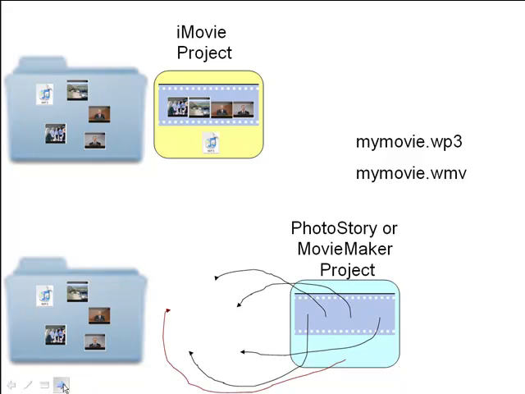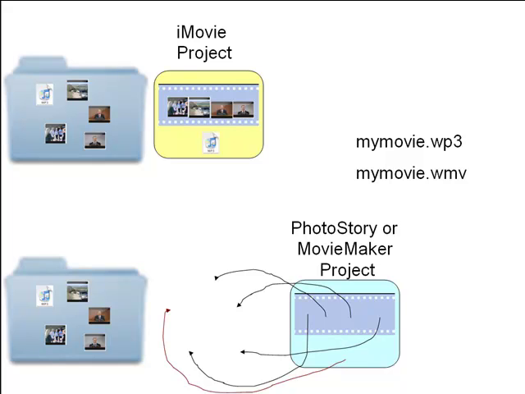Another common error that students make is, I'm going to use PhotoStory as an example here. This up here at the top, it says mymovie.wp3. That's my project that I saved. When I actually make it into a movie, and by the way, once you make it into a movie with PhotoStory, you can't edit it. So let's say you just save it as a movie file that has a WMV on it.